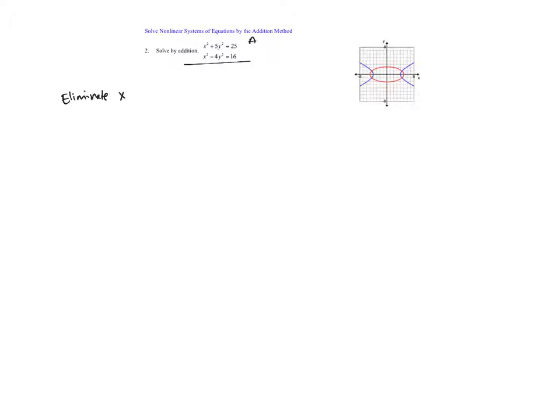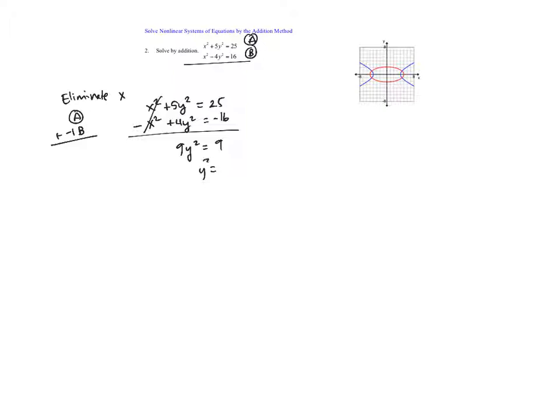So if I take basically and just subtract the second equation, we'd get x squared plus 5y squared equals 25, and then negative x squared plus 4y squared equals negative 16, and then we'll just add up our columns. So these guys would cancel, and I'd get 9y squared equals 9, so y squared equals 1, and then when you take the square root, you need to take positive and negative square root of 1. Okay, so we've got y equals both 1 and negative 1.